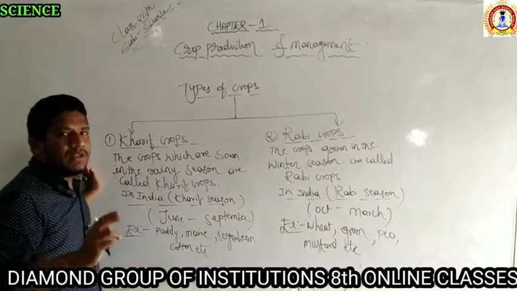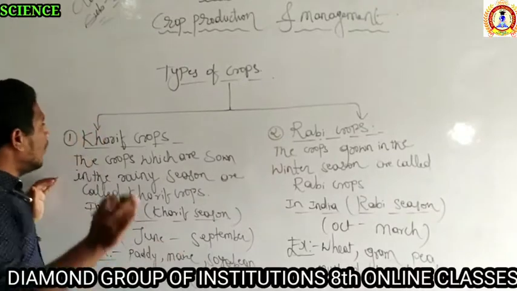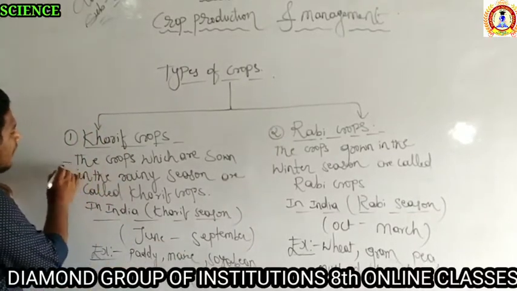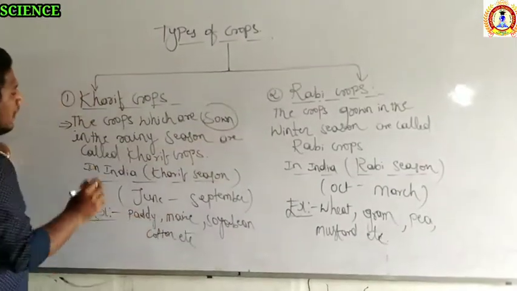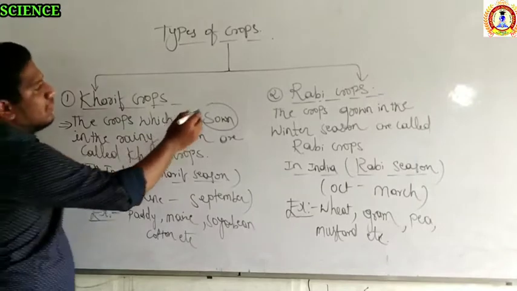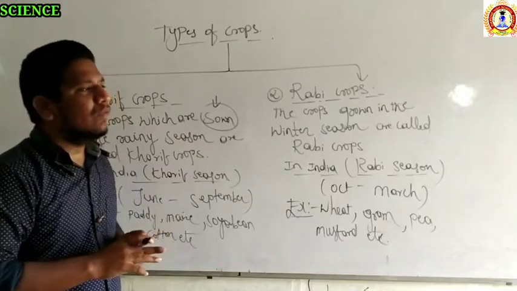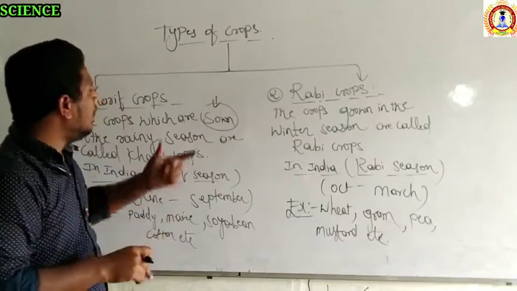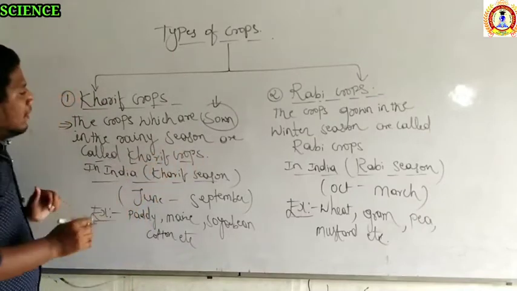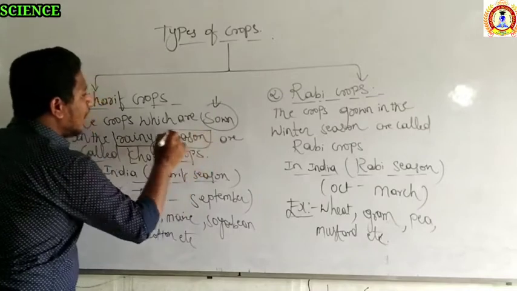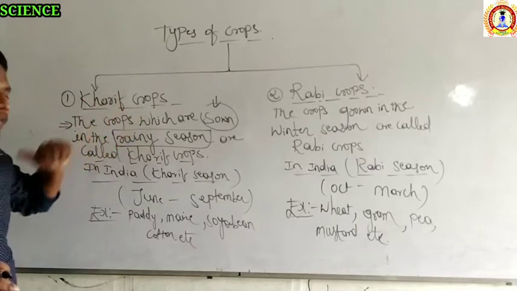So how many types are there? There are two types of crops, known as kharif and rabi crops. So what are the kharif crops? Actually, the crops which are sown in the rainy season. The word sown, in Kannada, means bittuodu, right? So those sown in the rainy season are called kharif crops. Means the rainy season crops are called kharif crops. If the crops are growing in the rainy season, they are known as kharif crops, right?